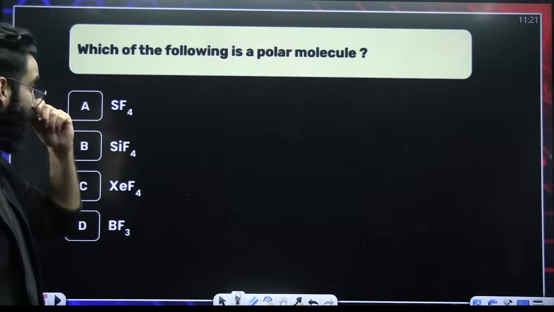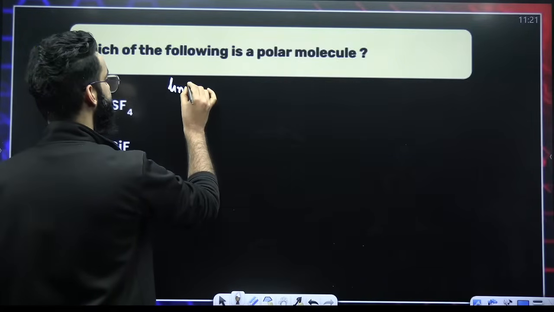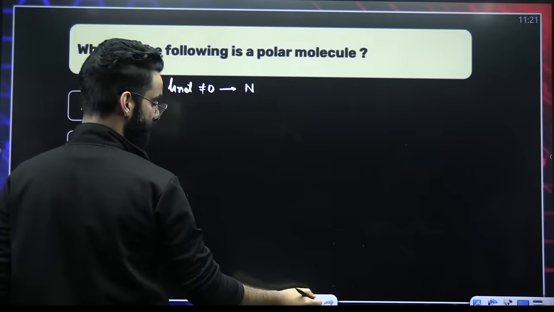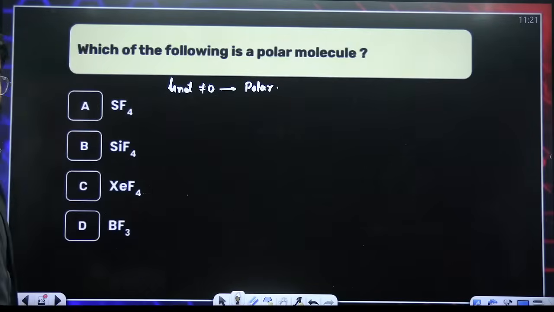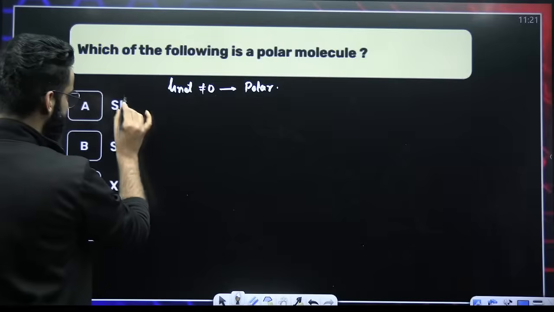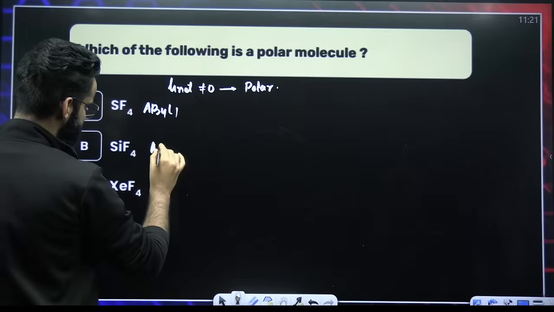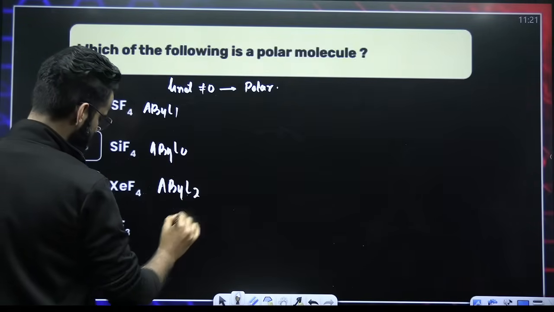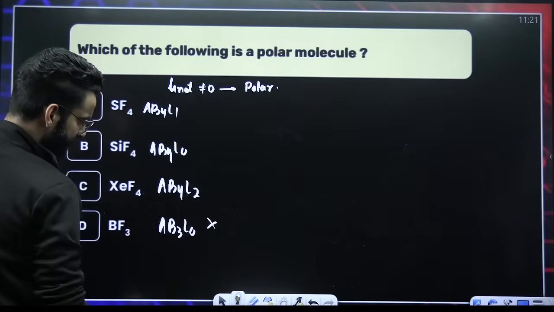Which of the following is the polar molecule? Polar molecule is the one which has got net dipole moment non-zero. Now, talk about the type of this molecule. It's AB4L1. This is AB4L0. This is AB4L2. This is AB3L0. So this type has 0 dipole moment.